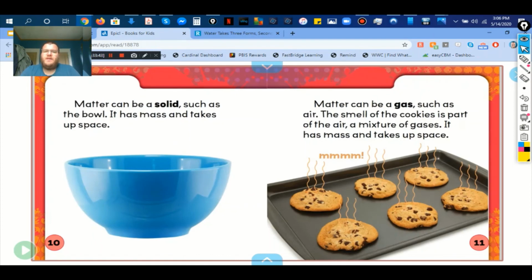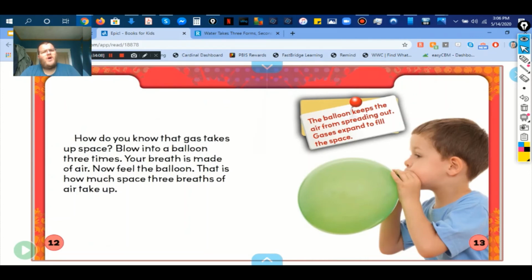Matter can be a solid, such as the bowl. It has mass and takes up space. Matter can be a gas, such as air. The smell of the cookies is part of the air, a mixture of gases. It has mass and takes up space. How do you know that gas takes up space? Blow into a balloon 3 times. Your breath is made of air. Now feel the balloon. That is how much space 3 breaths of air take up. The balloon keeps the air from spreading out. Gases expand to fill the space.